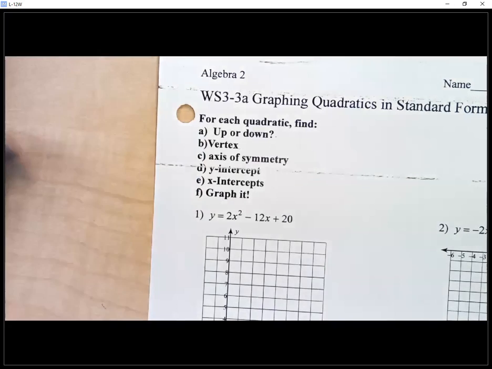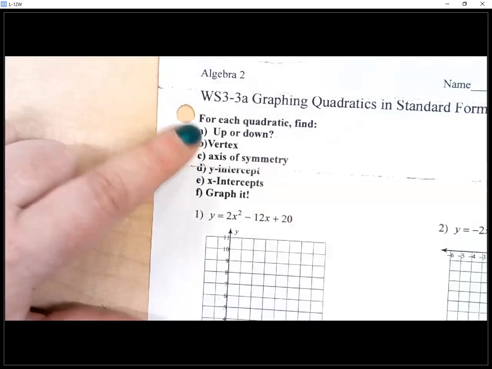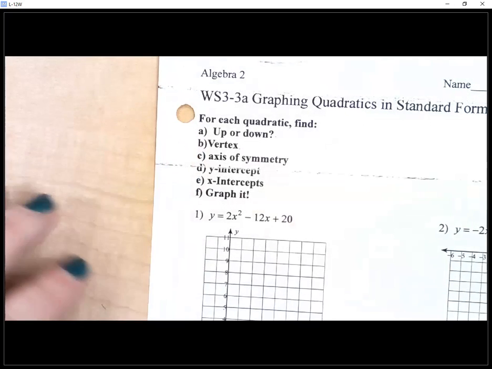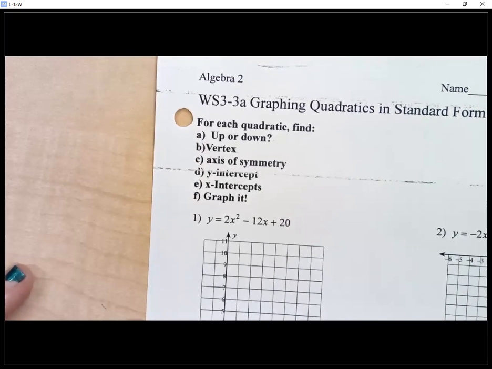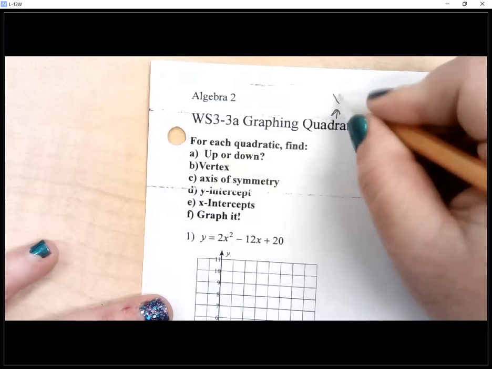Actually, let's back it up. A quadratic. First of all, what even are those? What's a quadratic? If you're looking at an equation, how do you know it's a quadratic? Because it has x squared. That's all it is. So these are just things with x squareds in them.